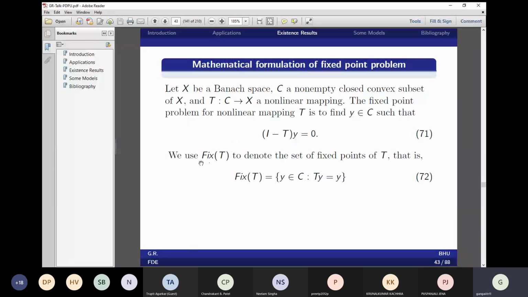Okay, we use Fix T to denote the set of fixed points, and basically it is the set of all y belonging to C, where C is a non-empty closed convex subset of X, and X is here a Banach space, such that Ty equals y. For example, if we take T(x) = x squared, then the fixed points of this equation will be 0 and 1.